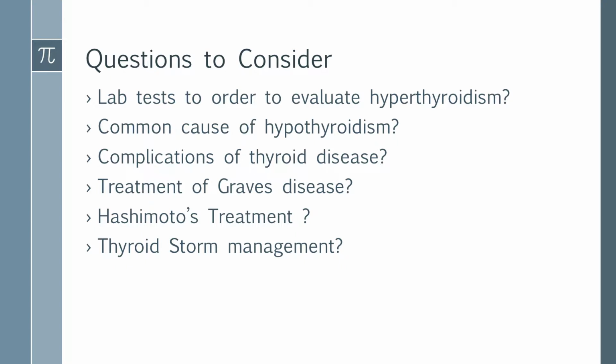Some of the questions you want to consider are, how do you evaluate hyperthyroidism? What are the common causes of hypothyroidism? Complications of thyroid disease? How would you treat Graves' disease? How would you treat Hashimoto's? And a very high-yield topic, thyroid storm, and how would you manage that?